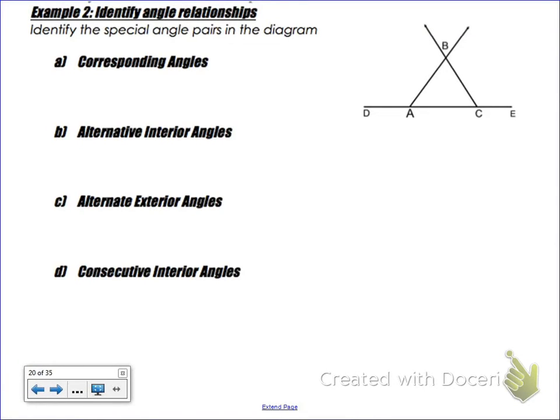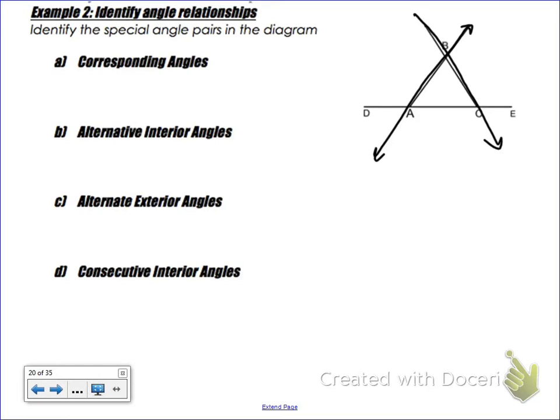All right, moving on to example 2. The first thing we want to do here is go ahead and extend these two lines past to make this work a little bit. And we want to identify a pair of corresponding angles, alternate interior angles, alternate exterior angles, and then consecutive interior angles. So let's start with corresponding.